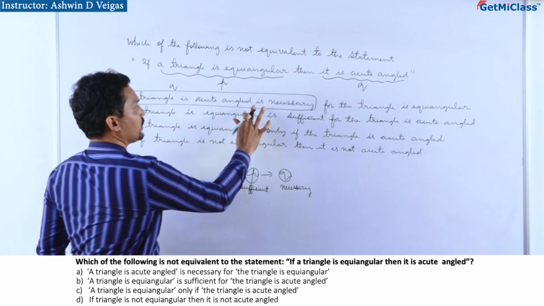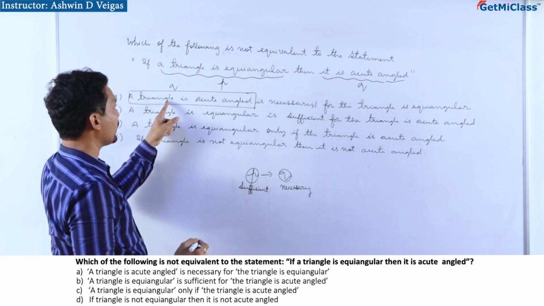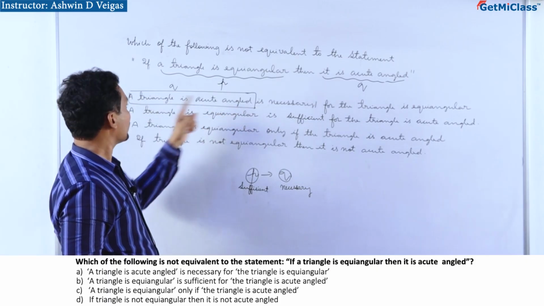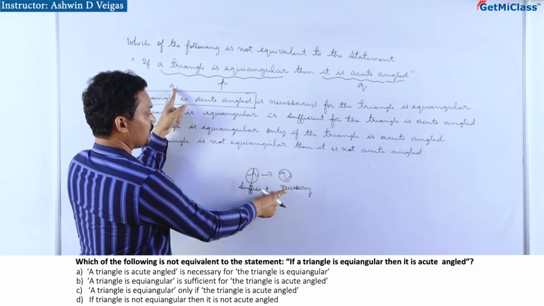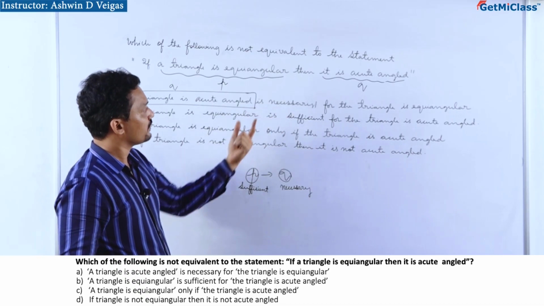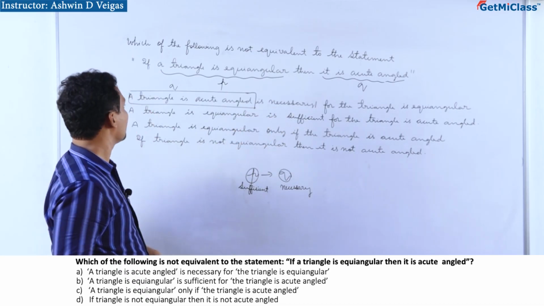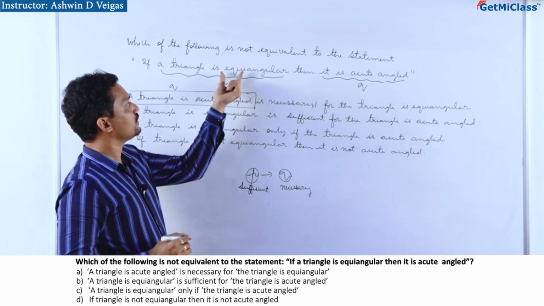Actually, Q is only till here: a triangle is acute angled. A triangle is acute angled is Q. And what is Q? Q is always necessary. So, see, Q is necessary. Yes, correct. The first one is correct. So, this is equivalent to this statement.